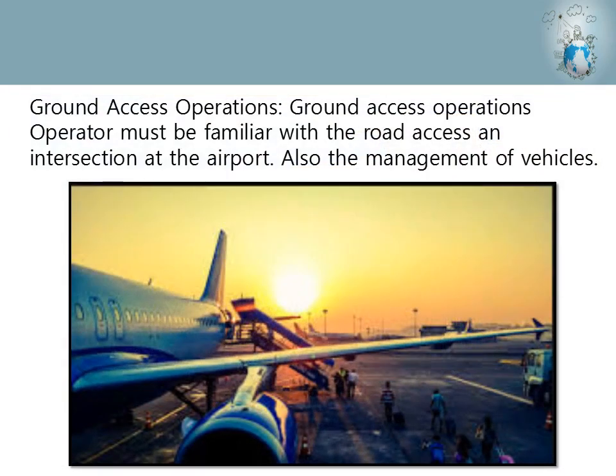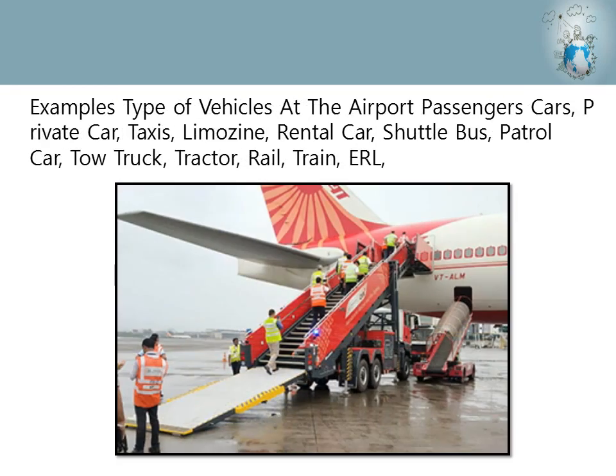Ground access operations. The ground access operations operator must be familiar with the road access and intersections at the airport, and also the management of vehicles. Examples of types of vehicles at the airport: passenger cars, private car, taxis, limousine, rental car, shuttle bus, patrol car, tow truck, tractor, rail, train, ERL.